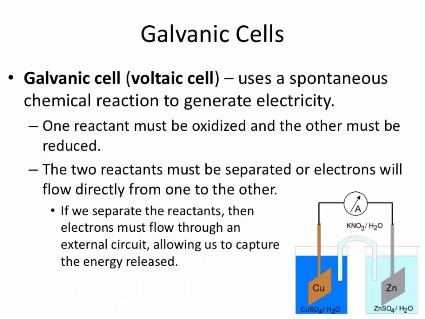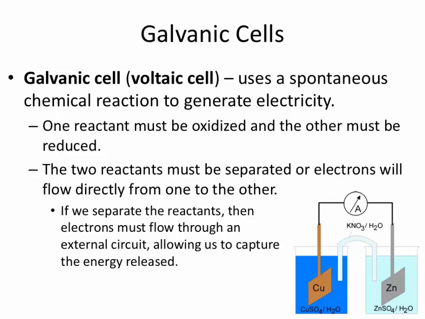Now, a galvanic cell, which is also sometimes called a voltaic cell, uses a spontaneous chemical reaction to generate electricity. In this process, one reactant must be oxidized, and thus the other must be reduced. The two reactants must be separated, or the electrons will flow directly from one species to the other.